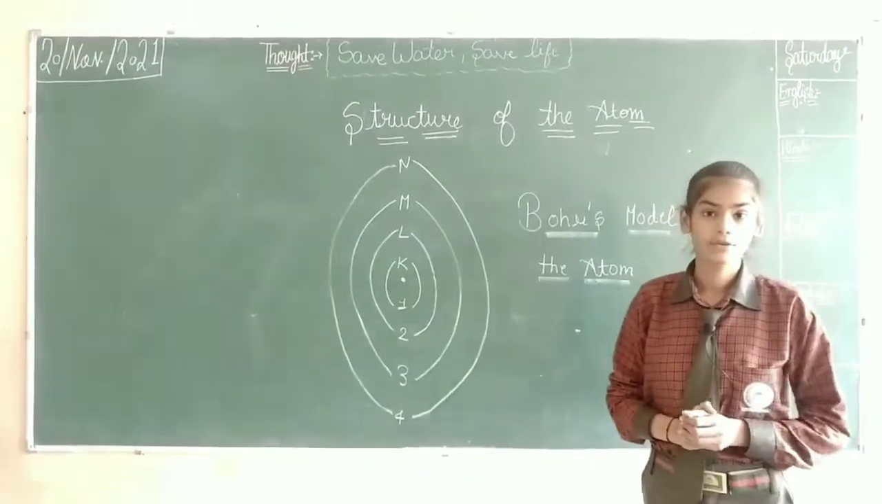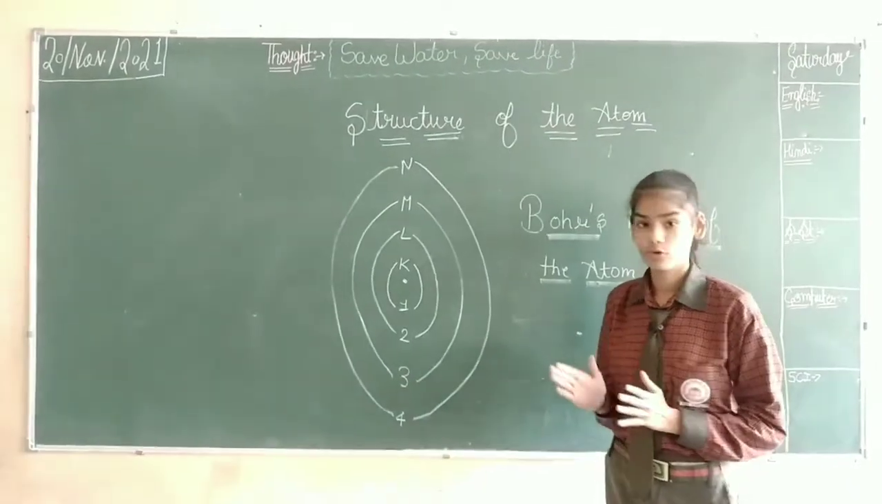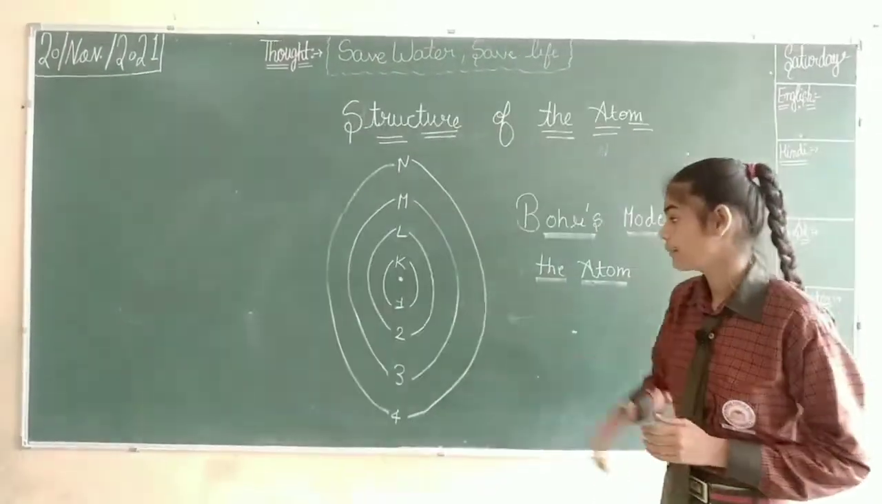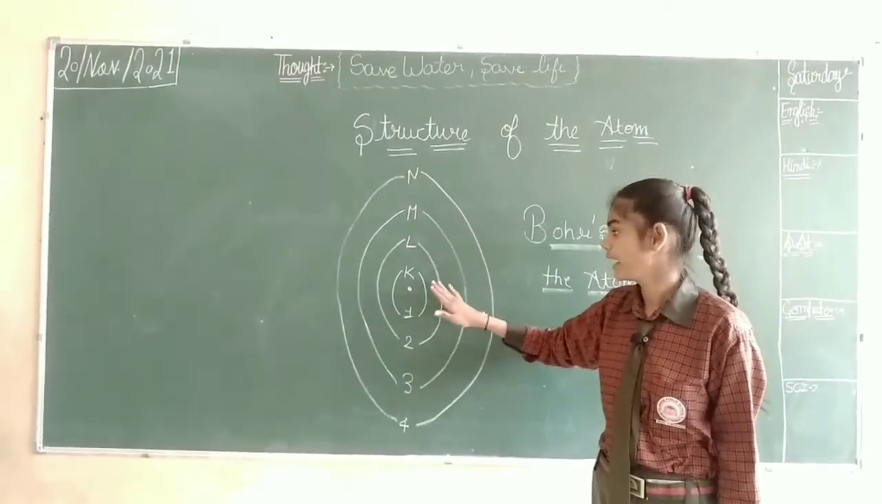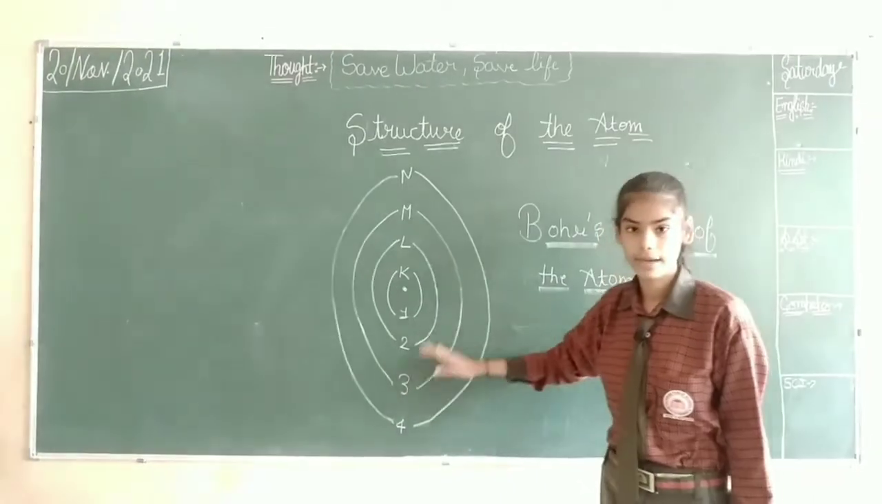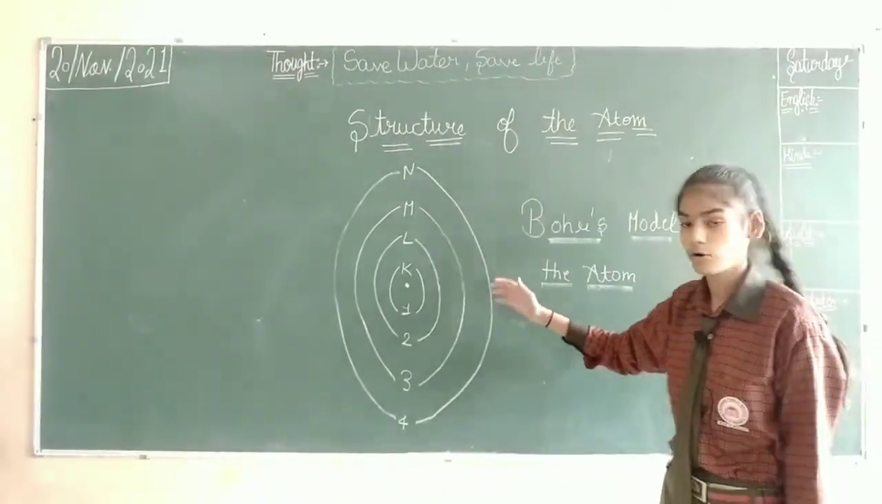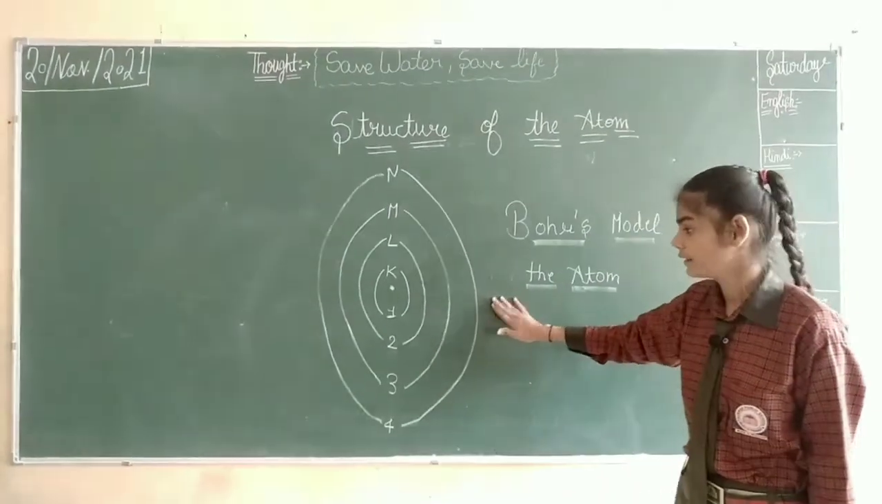If we have to find out the maximum number of electrons present in a shell, we use the formula 2n square. So the maximum number of electrons present in K shell is 2 and in L shell 8. In the third shell it is 18 and in the fourth shell 32.